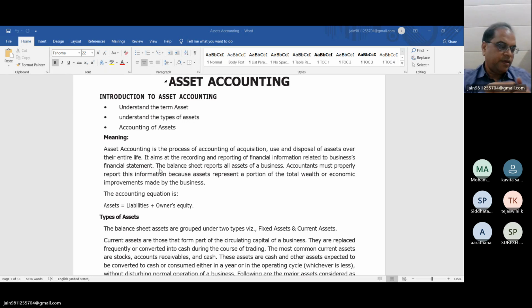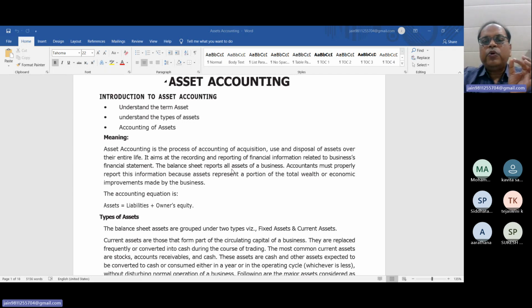Because expenses we record in the trading account or profit and loss account, but assets we record in the balance sheet. If you have anything which has a life of either less than 1 year or more than 1 year, this is called an asset. Both current assets and fixed assets, we record on the asset side of the balance sheet.